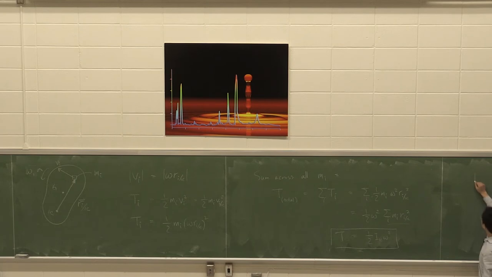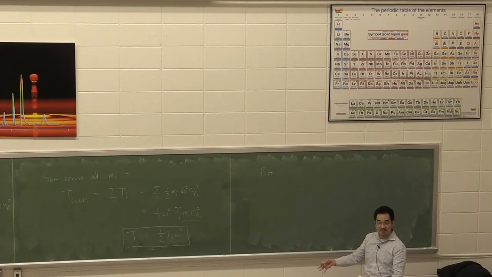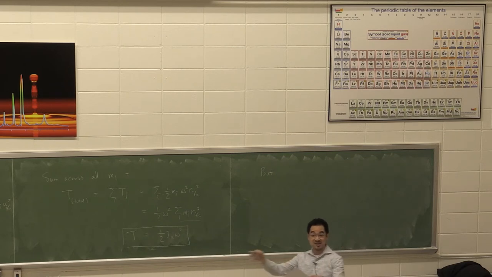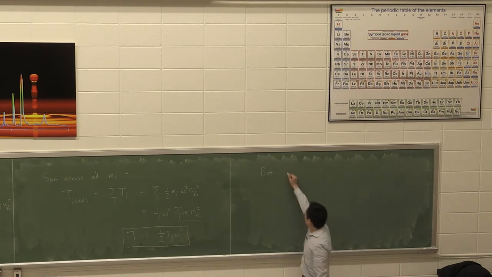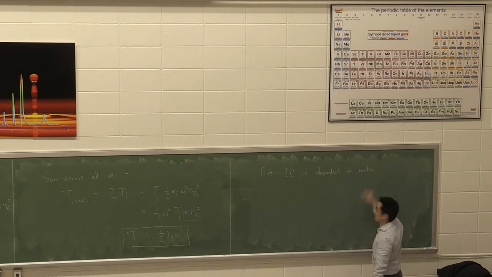But here's the thing. IC is only great sometimes. We all know that IC is really useful for rolling wheels without slip, where IC is at the bottom where it touches the ground. But otherwise, IC can sometimes be a pain, because IC moves around. Every little instant in time, IC is a different location not associated with the rigid body. So IC is dependent on the motion. It changes all the time, and that's really annoying.